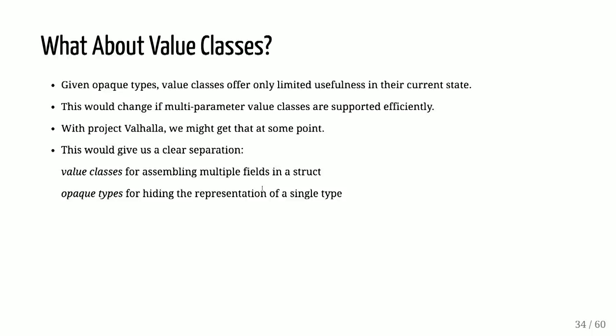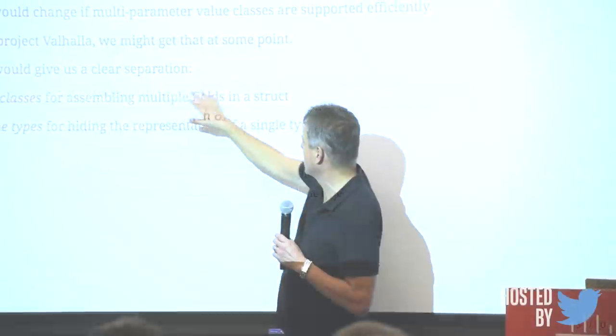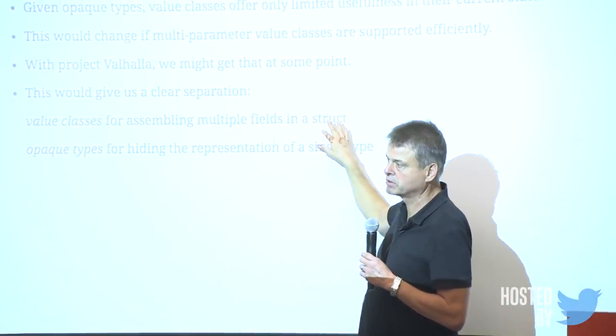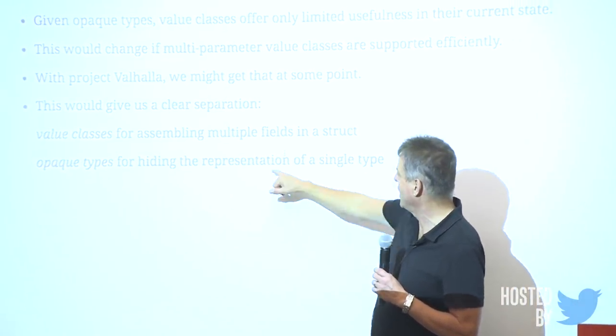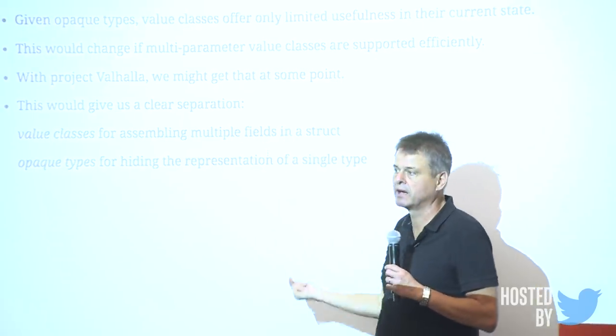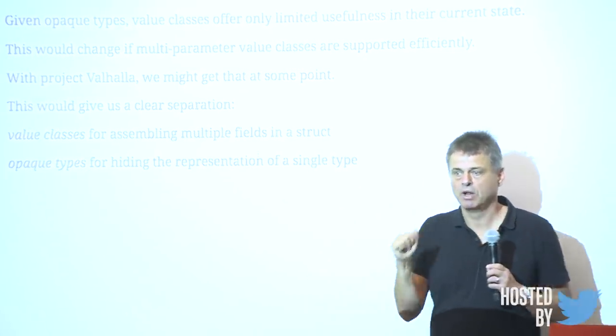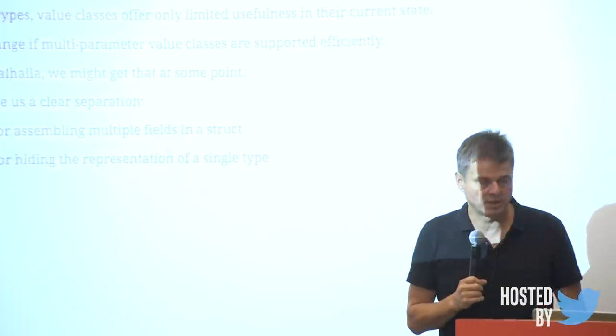So if Valhalla comes up with that, we want that. That's a very useful construct. But as long as the JVM doesn't support it, there's nothing we can do about it. If Project Valhalla comes to fruition, then that would give us a clear separation. We say, for assembling multiple fields in a struct without boxing, use a value class. For hiding the representation of a single type, use opaque types, because only opaque types guarantee no boxing in all cases. So for that reason, I would call value classes currently parked.